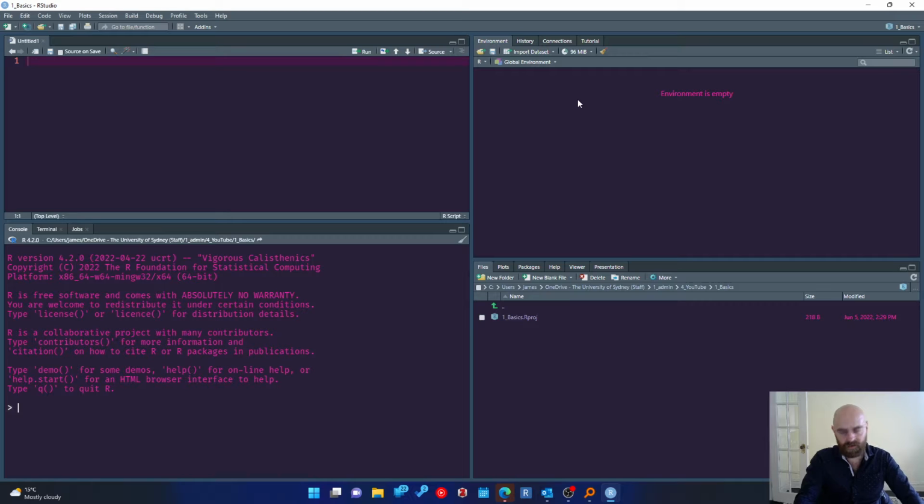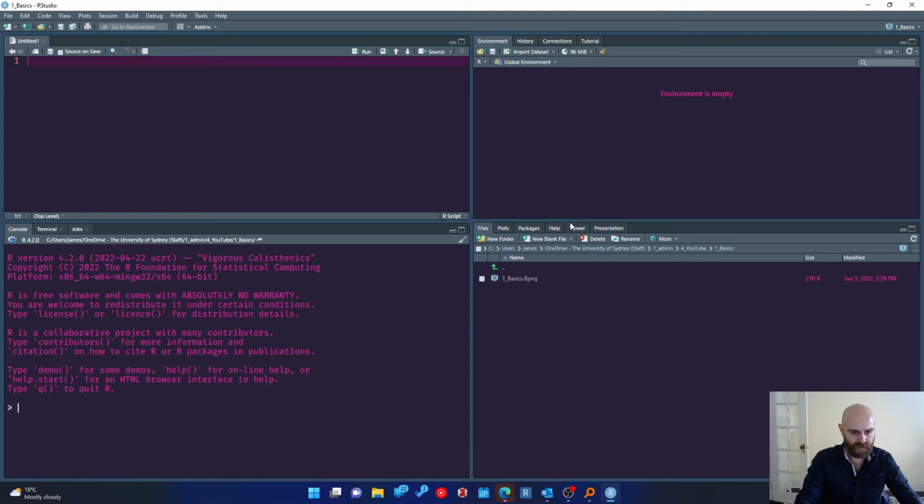The environment is in the top right-hand corner, which tells us what's in R's memory. Nothing yet, because we haven't told it to remember anything, but we'll do that today. And in the lower right-hand corner, we have just a little file directory, so we can see what's in my folder here, and there's just a project file. Nothing to worry about yet.